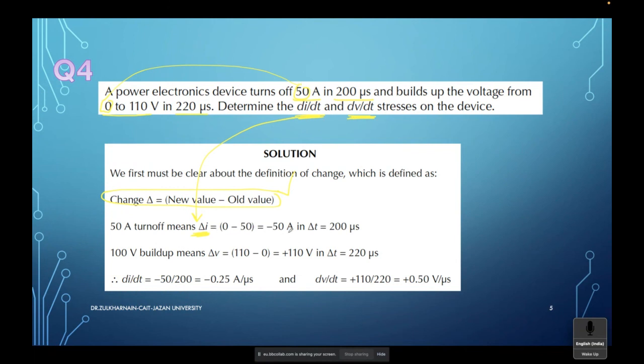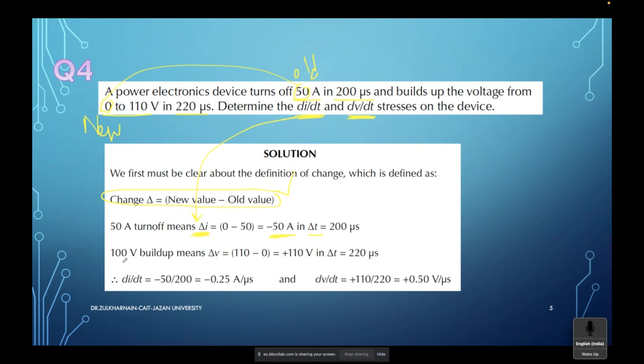So 0 minus 50, that is minus 50 amperes. The minus is needed here because you subtract the new value minus the old value. What was the new value? 0. And what is the old value? The old value was 50. So 0 minus 50, you get minus 50, not plus 50. So what is the change in time? He has already given 220 microseconds.